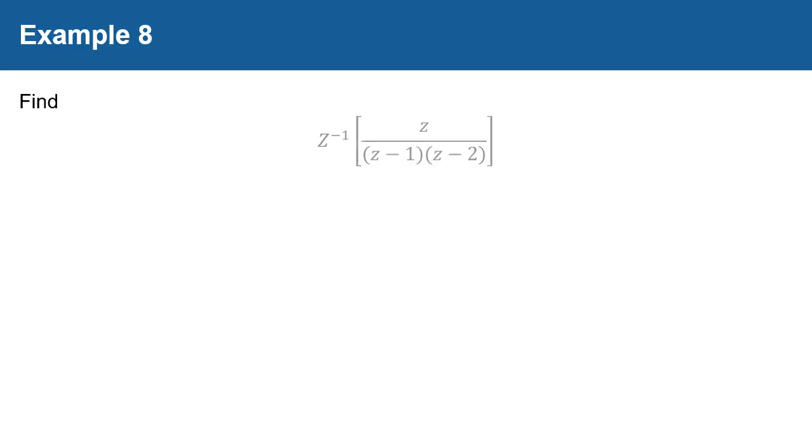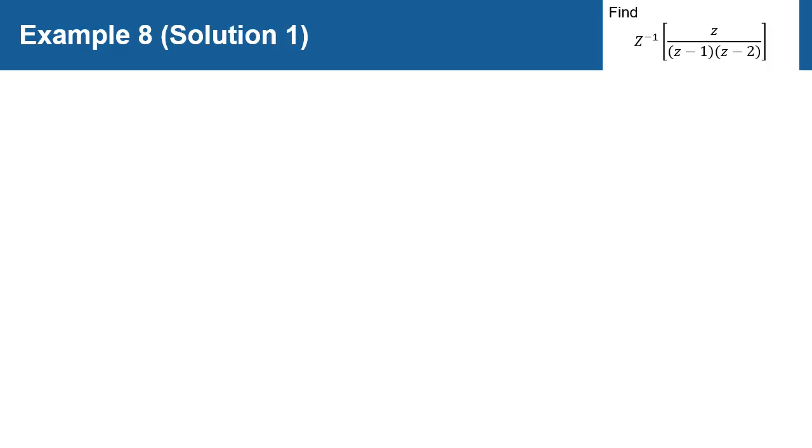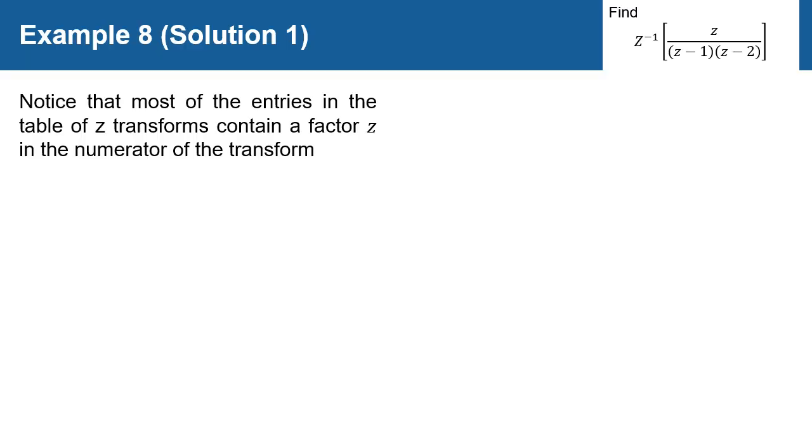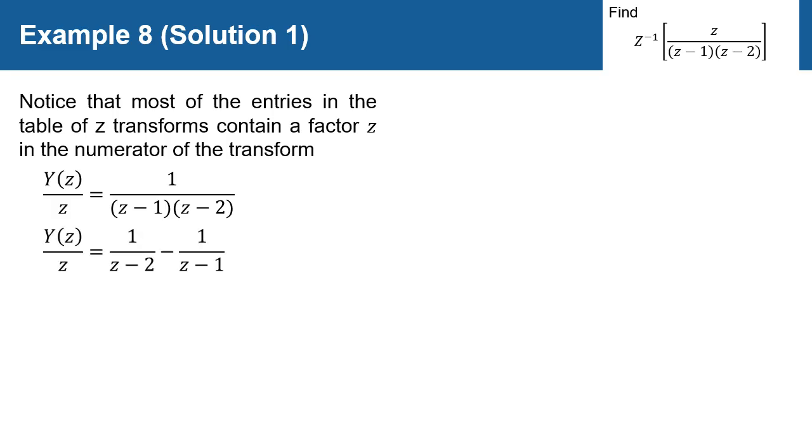Next example, find the inverse Z transform of Z over (Z minus 1) times (Z minus 2). Solution: notice that most of the entries in the table of Z transforms contain a factor Z in the numerator of the transform. So we now have Y(Z) over Z, which is 1 over (Z minus 1)(Z minus 2). And then by using partial fractions, Y(Z) over Z is now equal to 1 over Z minus 2 minus 1 over Z minus 1.